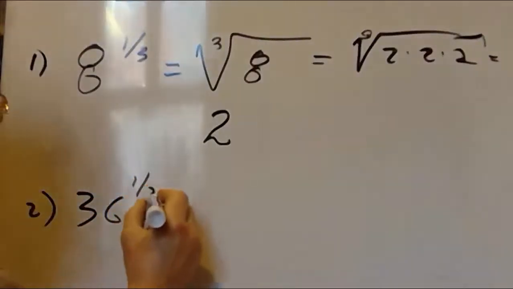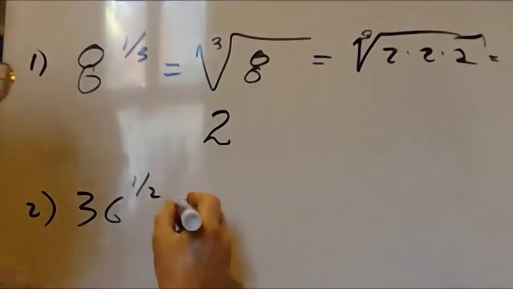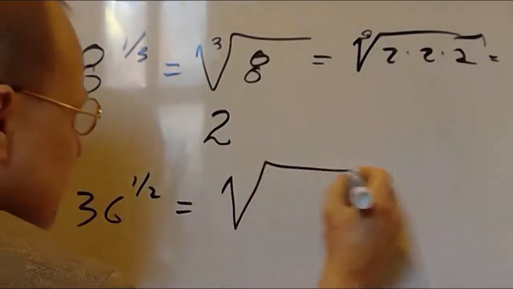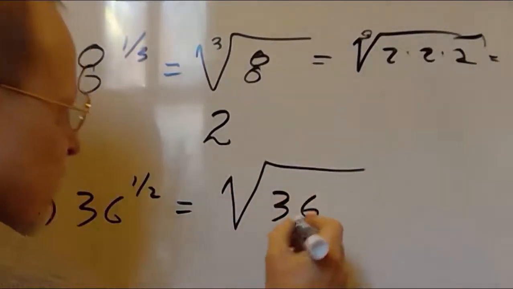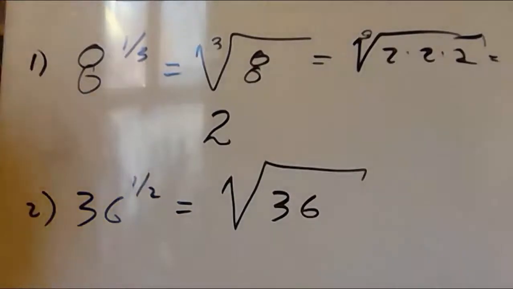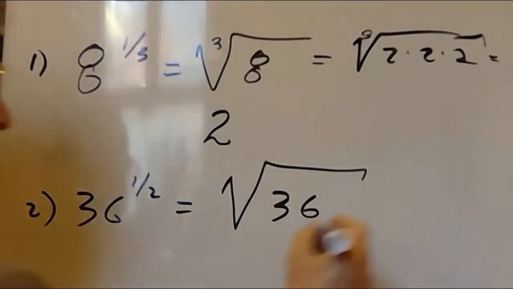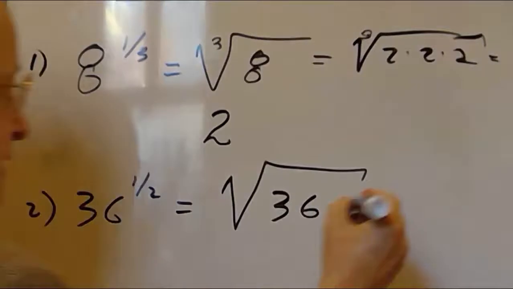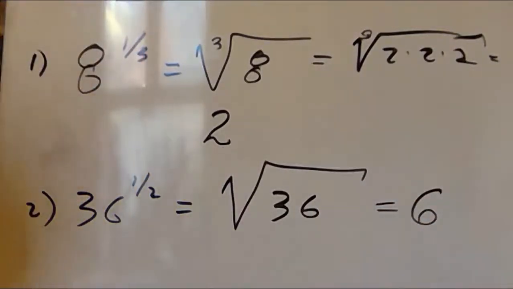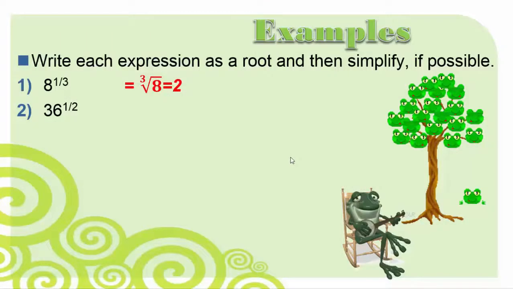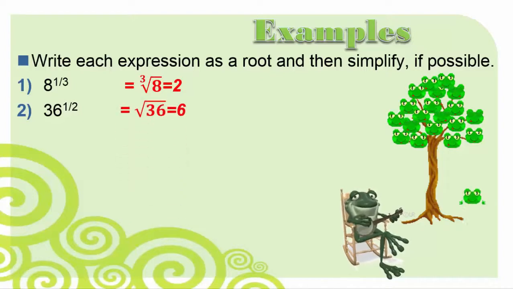36 to the 1/2, what does that mean? That means, because it's 1/2, with 2 on the bottom, that this is the square root of 36. We know from earlier that 36 is a perfect square, and the square root of 36 is 6, because 6 times 6 gives us 36. In number 2, we saw that 36 to the 1/2 power is really the square root of 36, which is a perfect square equaling 6.